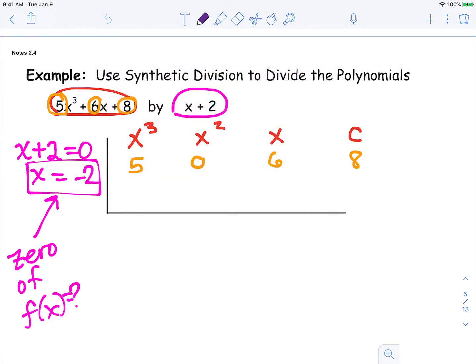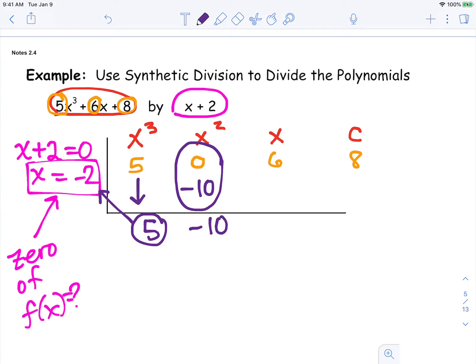So step 1 is to always bring down that first coefficient. What's underneath the box is going to multiply to that x equals -2. So 5 times -2 is -10, and that's going to go underneath the x squared term. Now the rest of the columns we're going to add. So this is a column. We're going to add it.